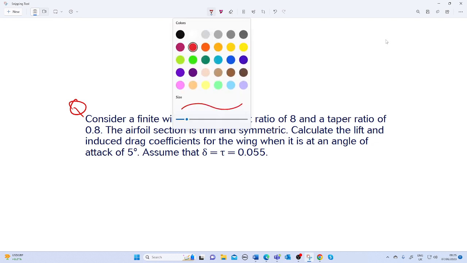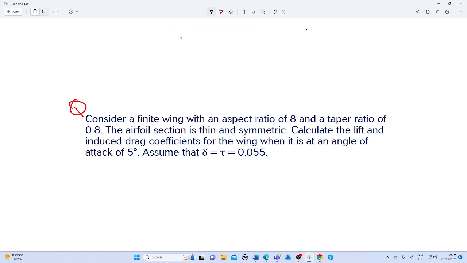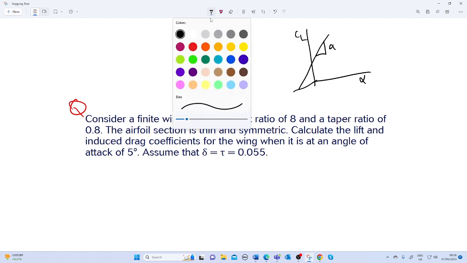Now, let's assume we have a finite wing representation. CL here, angle of attack alpha here, with the gradient which equals A. Now, how do we calculate the lift-induced drag coefficient for the wing? Let's pull out the parameters.